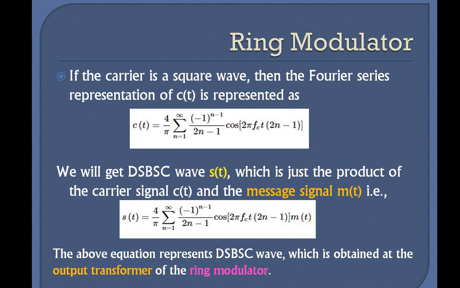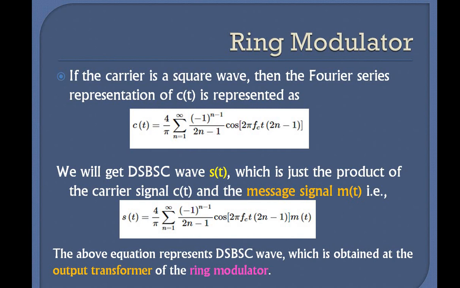So we will get this DSBSC wave s(t) in this form. This is the output. This is your carrier signal, only the message signal is multiplied. This representation is the representation of your DSBSC wave, which is obtained at the second center tapped transformer of your ring modulator. This is how you will get the output at the center output of your DSBSC wave. Clear? I hope you are clear with this one.